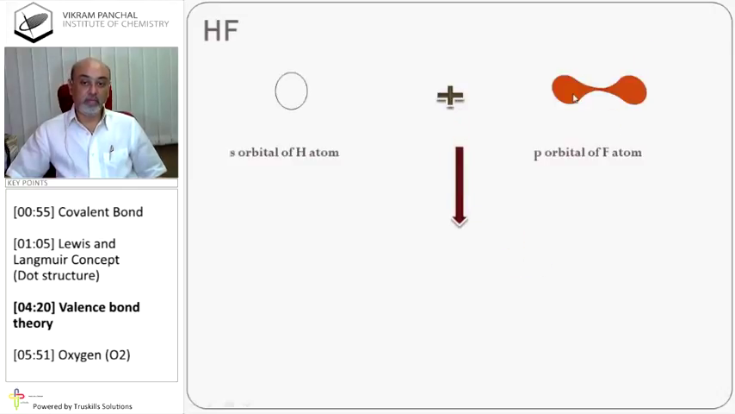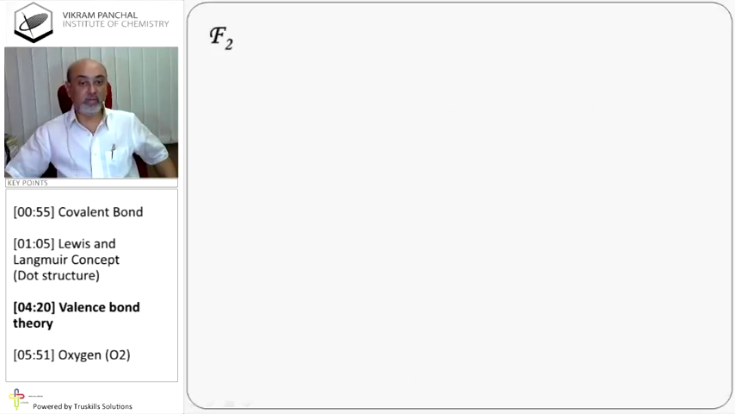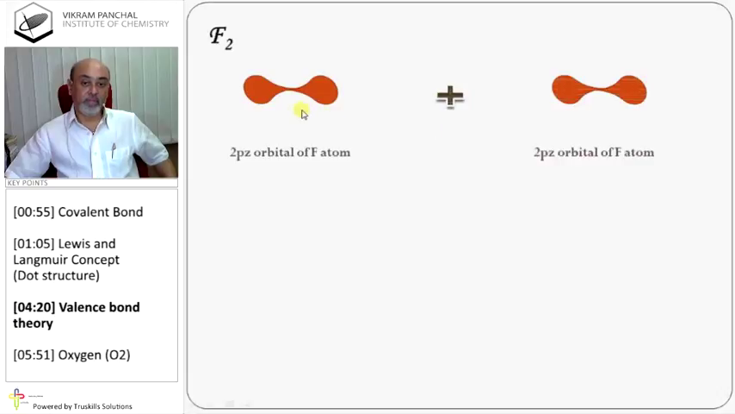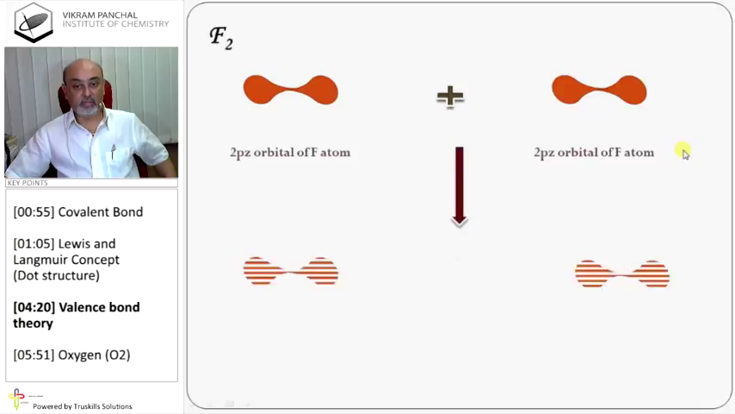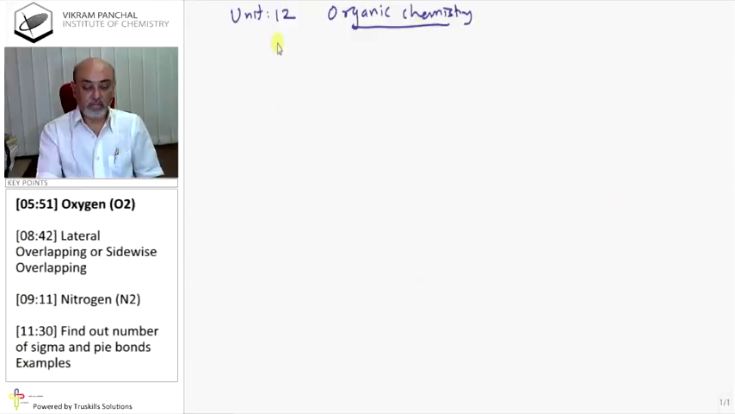HF. Fluorine provides 2pz orbital, hydrogen is having 1s orbital. These two orbitals overlap and form a bond, and this is called sp overlapping, again direct overlapping, form sigma bond. So HF is having one sigma bond. Fluorine, two 2p orbitals, they directly overlap with each other and form one sigma bond. This is called pp overlapping, and it is F2 molecule.